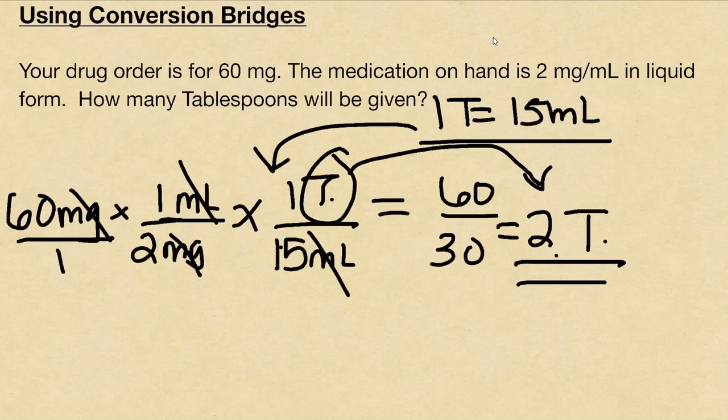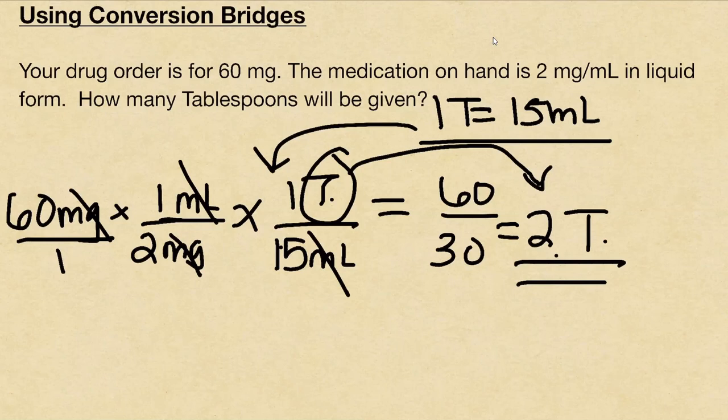The other cool thing about conversion bridges is, let's say I had switched this one with this one. So I had the 1 tablespoon over 15 ml, then the 1 ml over 2 megs. It doesn't really matter. As long as I have all of the correct items in there and multiply straight across, and everything is directly catty corner from each other, so you can cancel units, you should end up with the same answer. So in that respect, that makes conversion bridges really easy.